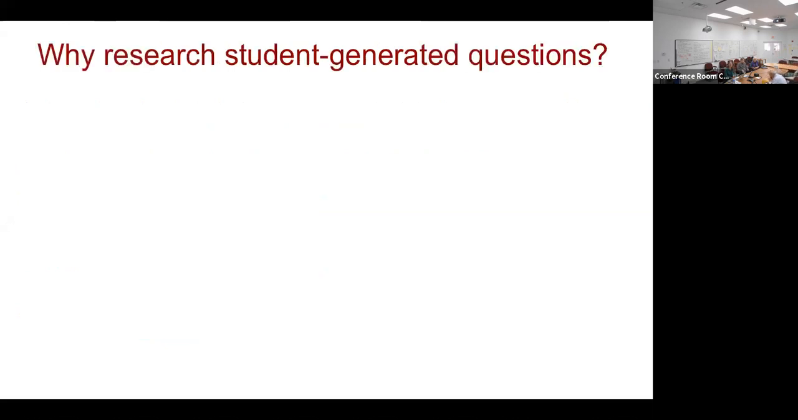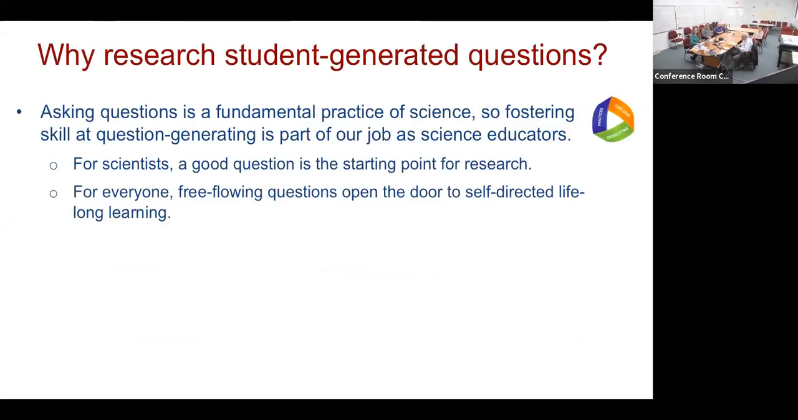Okay, so why would we want to study this question? Why study student-generated questions? The first set of reasons have to do with the role of question asking in the nature of science. Asking questions is a fundamental practice of science, so as part of our job as science educators, helping students develop this skill is part of our mission.